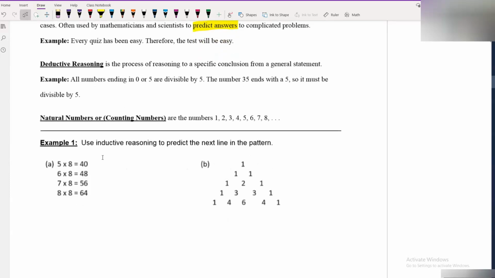Natural numbers or counting numbers. I may say natural numbers, sometimes I say counting numbers. And what are those numbers? They start with 1 and go up to infinity. That's why here you use 3 dots, because we don't know what the ending point is.